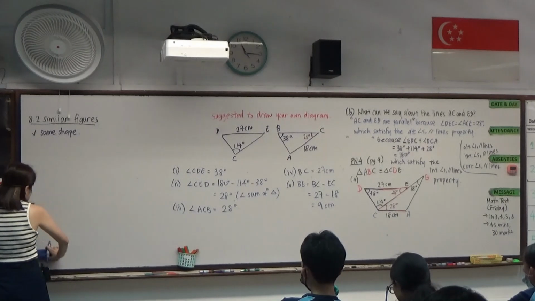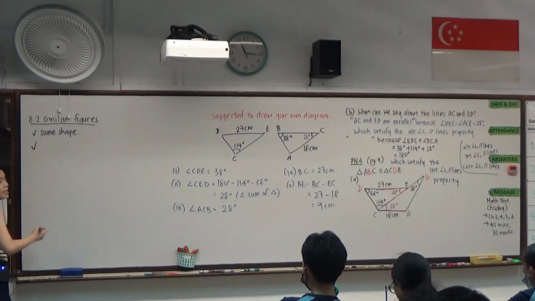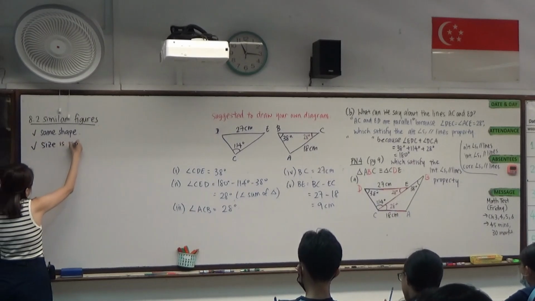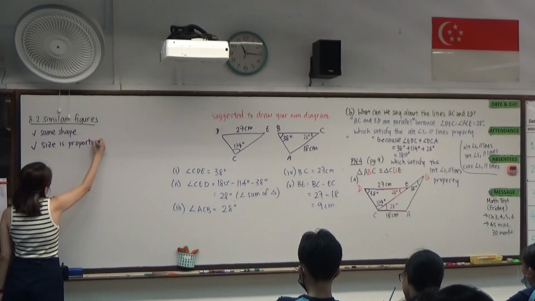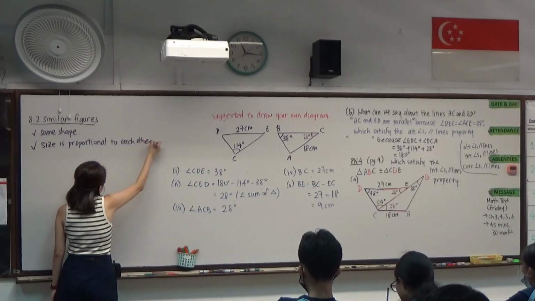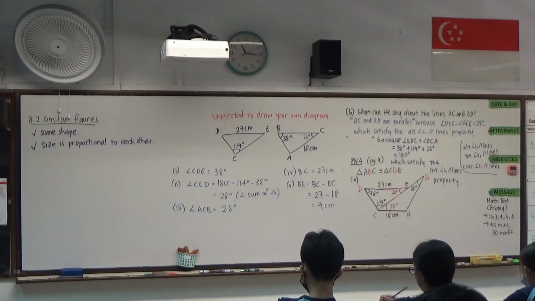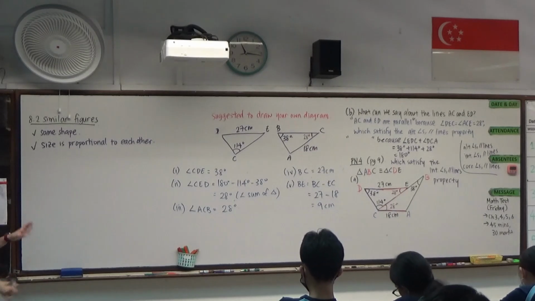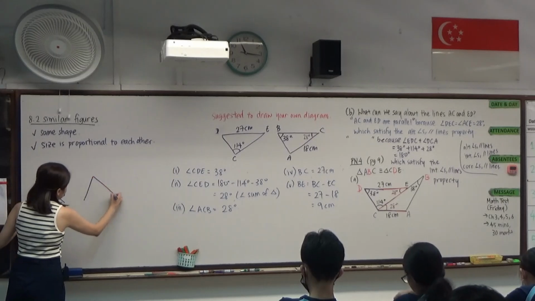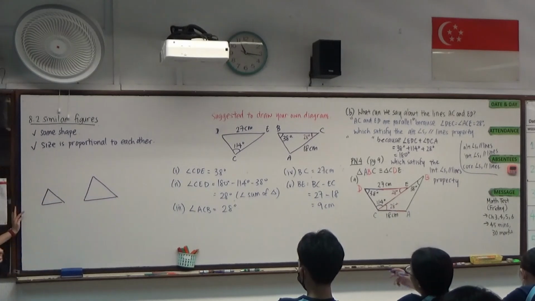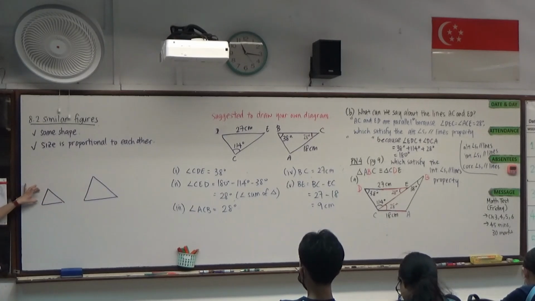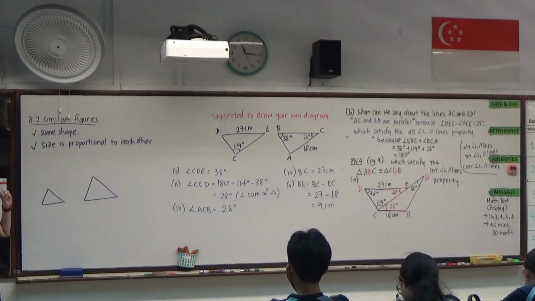So instead of saying different size, we will say that the size is proportional to each other. That means that we can have one that is smaller, one that is larger. But comparing the sides, the length of the sides itself, it must grow in the same scale factor.